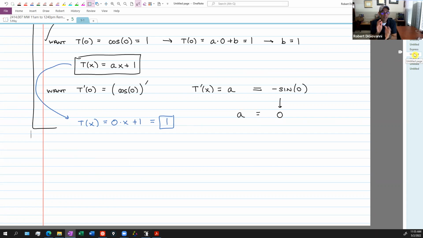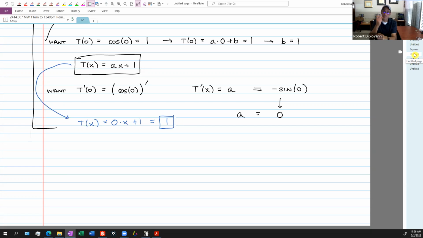So you don't get this for free, okay? The infinite polynomial does not come for free. It comes only if you're able to tell me everything about that function at a single point. Let me say that again. In order for me to create the cosine function with an infinite series, I must know everything about that cosine function at a single point.